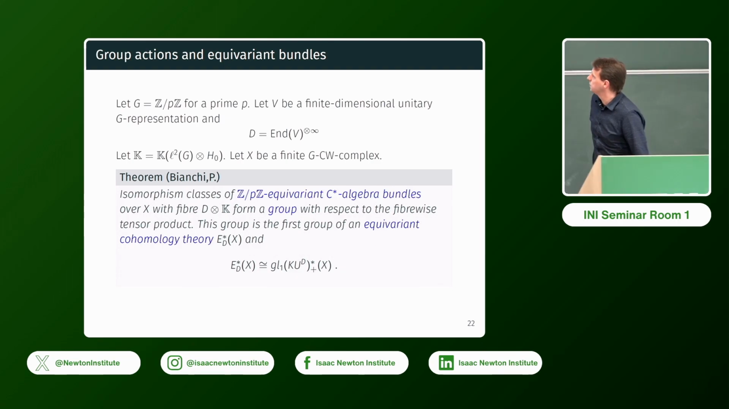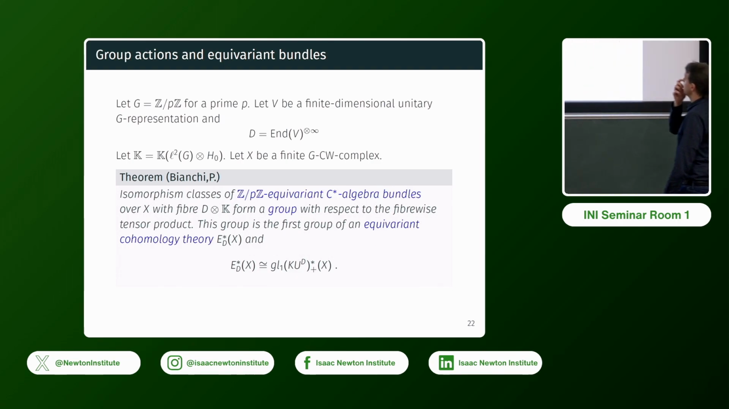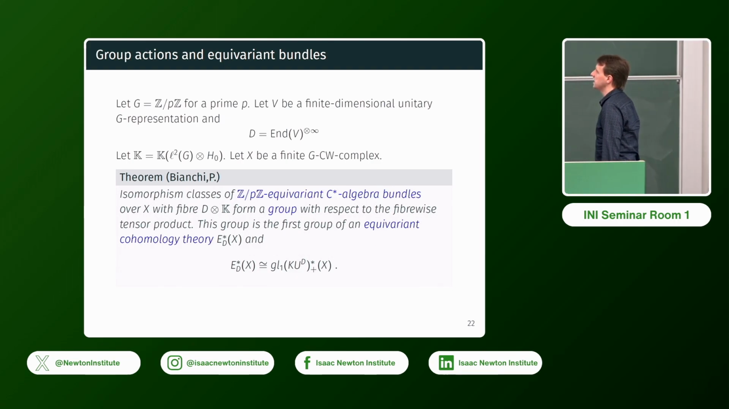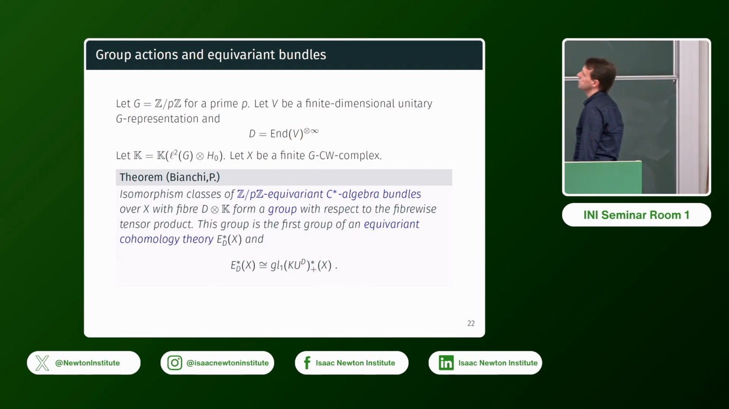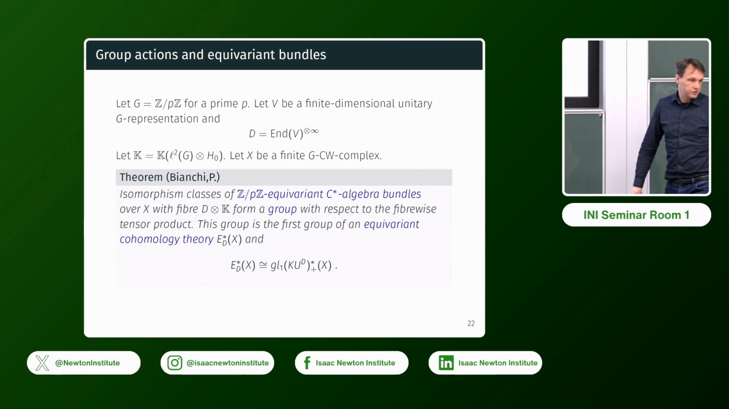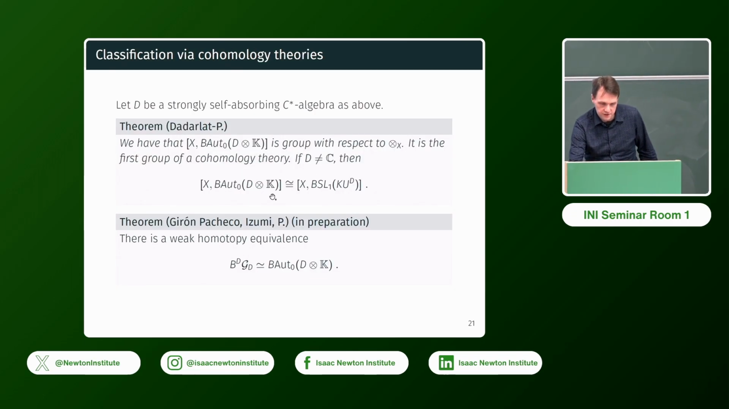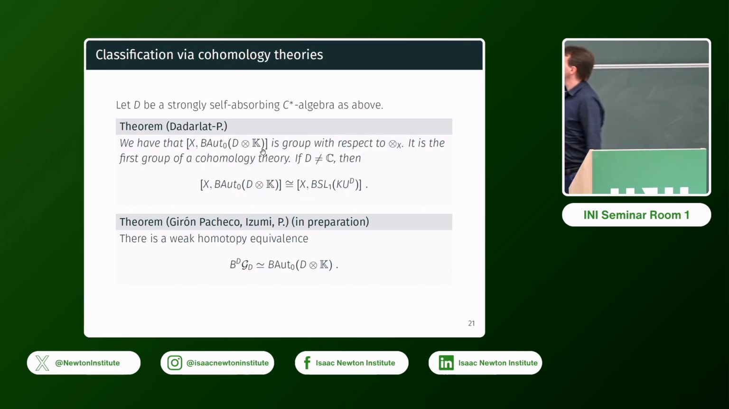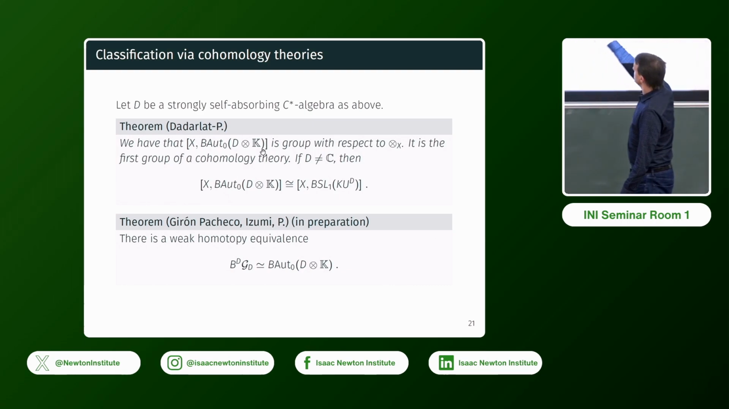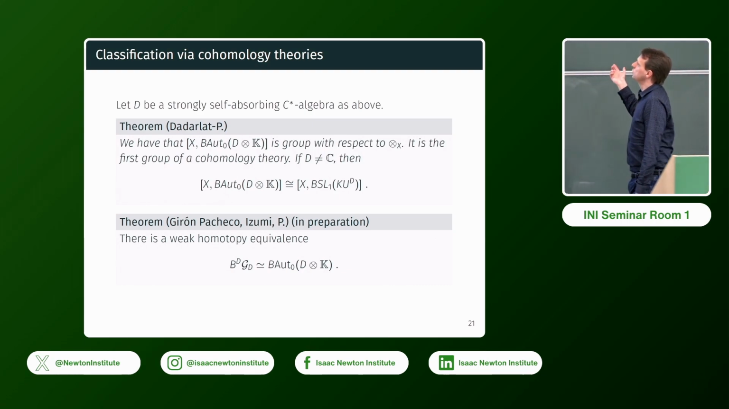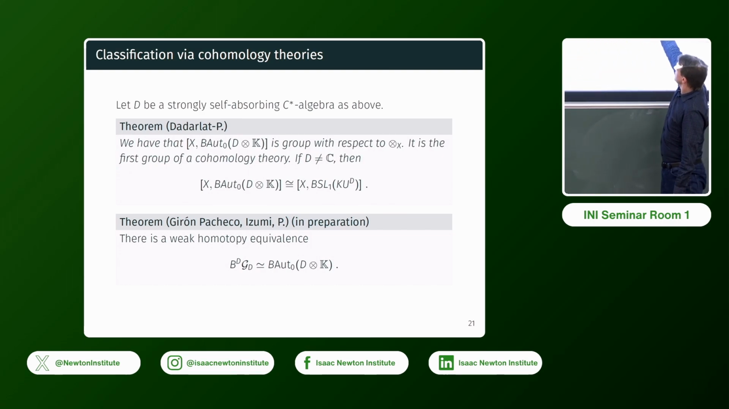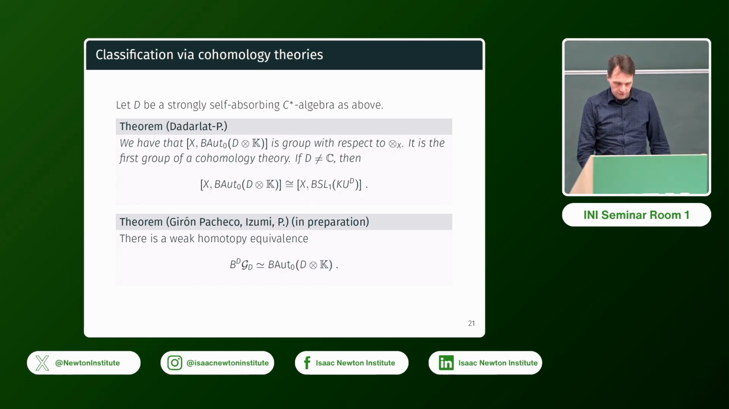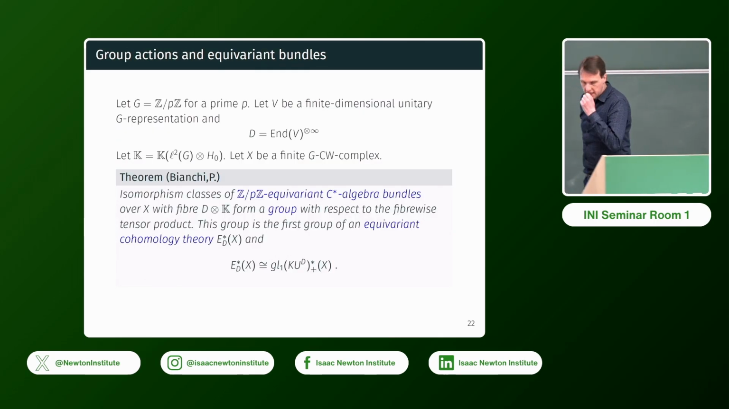I just wanted to finish with one more thing. So this is a little advertisement for the thing that I've done together with my PhD student Valerio Bianchi. So what we looked at is we looked at this result here and asked ourselves, what happens if the D itself comes already equipped with a group action? I mean, this is the first group in some cohomology theory. Can we somehow relate this to equivariant cohomology? And that actually works quite well.